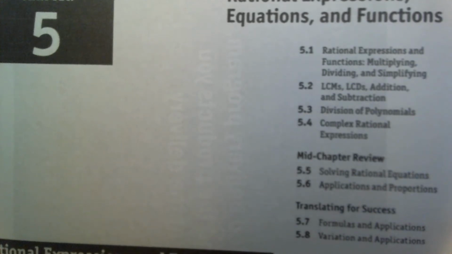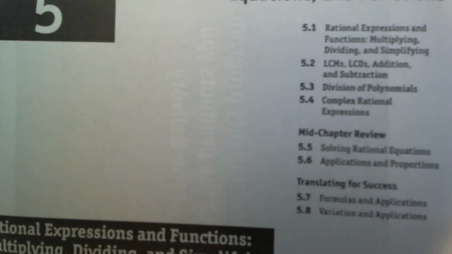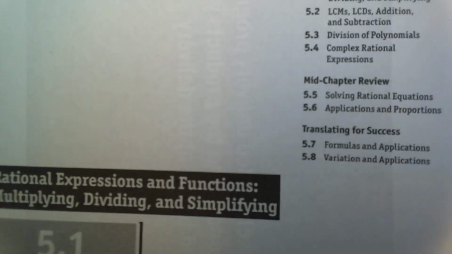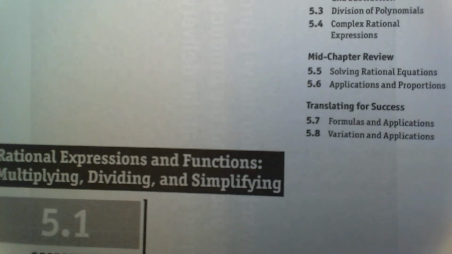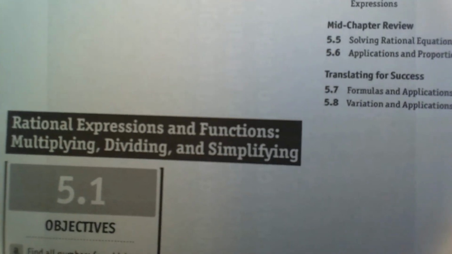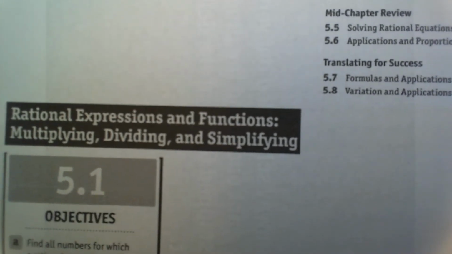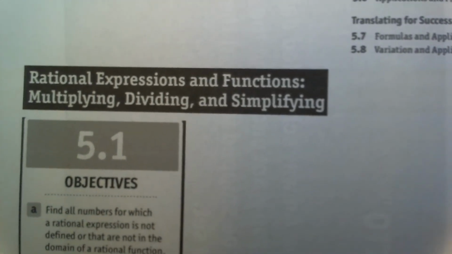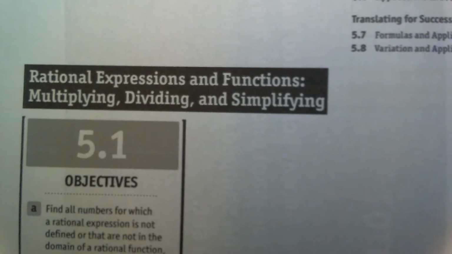And so the first section, 5.1, is about rational expressions and functions. And we will be doing the 3 basic operations: multiplication, division, and simplifying, as we would with rational numbers. So as you will see, rational expressions and rational numbers have much in common.